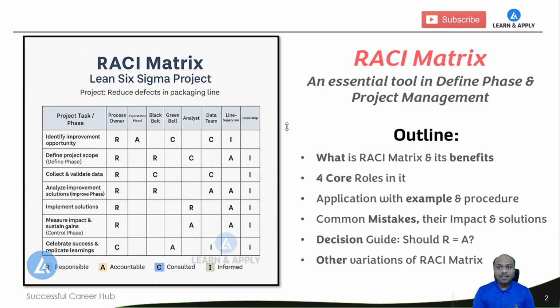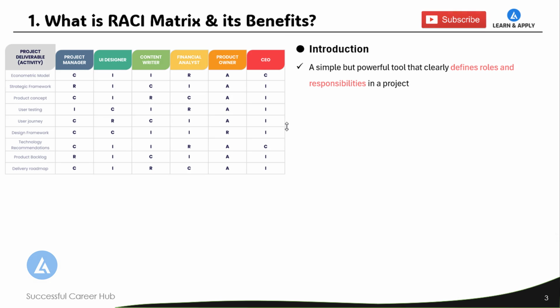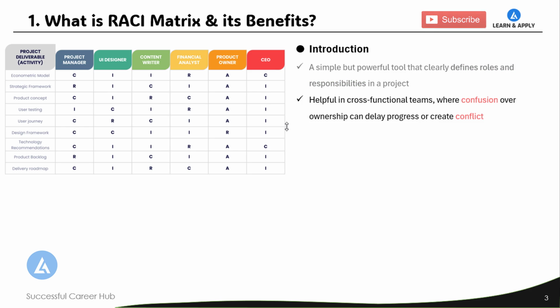So let's begin. 1. What is RACI Matrix and what are its benefits? RACI Matrix is a simple but powerful tool that clearly defines roles and responsibilities in any project or any task. This RACI Matrix is helpful in cross-functional teams, project implementation, or complex work where confusion over ownership can delay the progress or create conflicts. What is RACI?